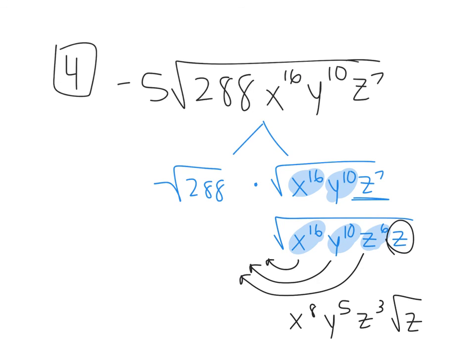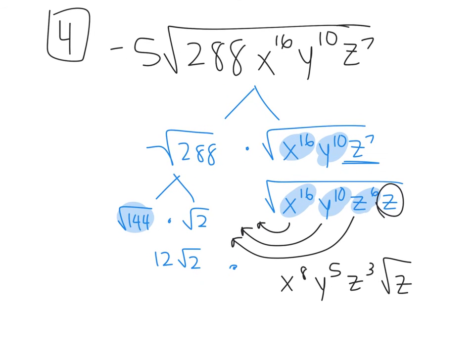Okay, now let's go ahead and deal with my square root of 288. If I were to split this up, I need to think, what is the biggest perfect square that goes into 288? You should be thinking 144 times the square root of 2. Okay? When I simplify the square root of 144, you're going to end up with 12 square root of 2. Now, I still have to remember both of these answers are being multiplied together.